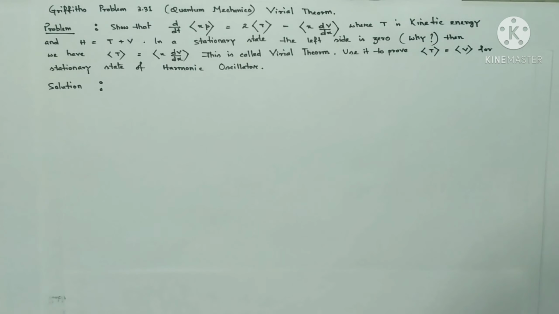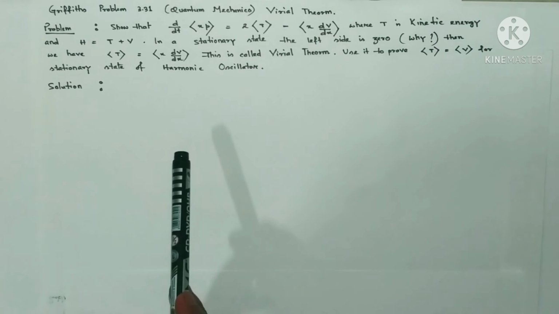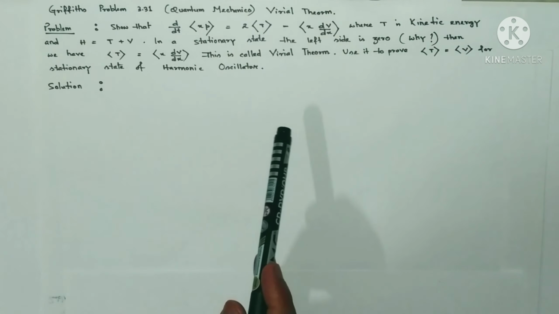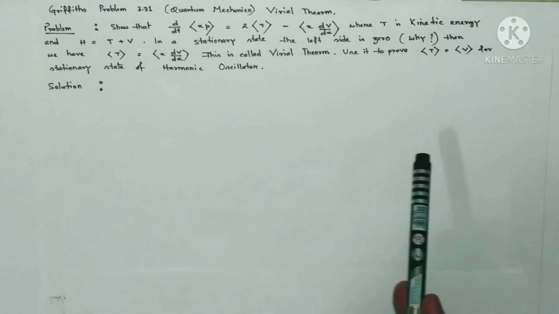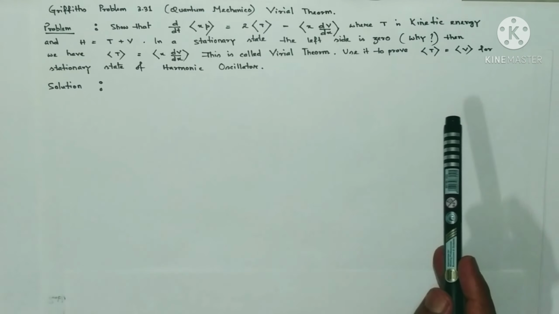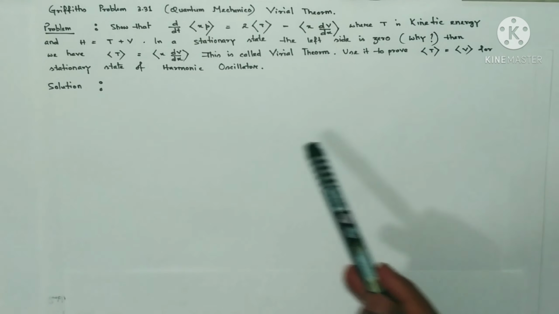So in a stationary state, the left side is 0. Why is it so? And if it is so, then the expectation of T will be equal to the expectation of x dV/dx, and this is called the virial theorem. So use this theorem to prove the expectation of T is equal to the expectation of V for the stationary state of the harmonic oscillator.